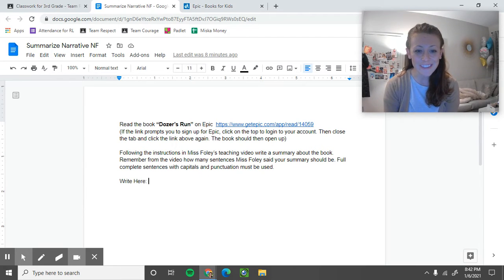Hi, third grade readers. For today's reading lesson, you are going to use that information we learned the other day about how to summarize narrative nonfiction. So what you're going to be doing is reading a book that is narrative nonfiction on Epic. It's called Dozers Run.